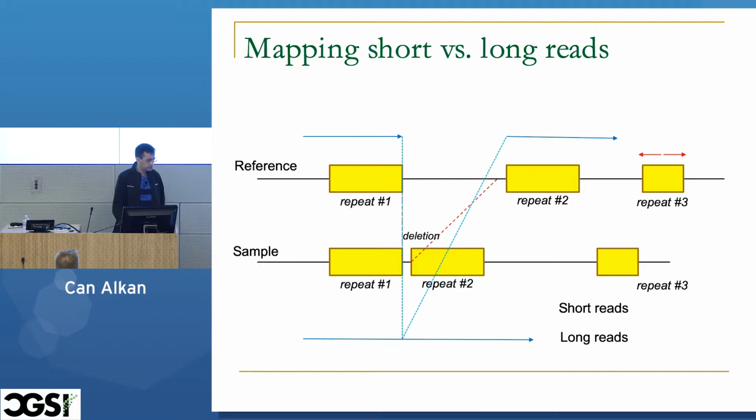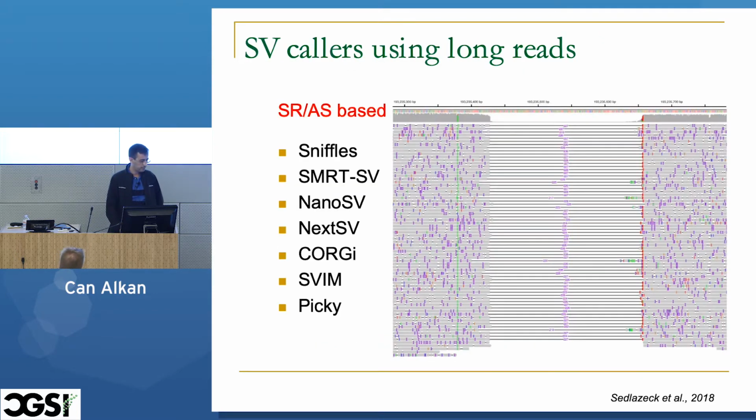But with long reads, if the read is long enough to cover a repeat, you are going to use the parts that correspond to the unique segments to anchor them. Now you can separate repeat 1 and repeat 2 from each other, and the split read information is going to show you where the deletion is. Okay?